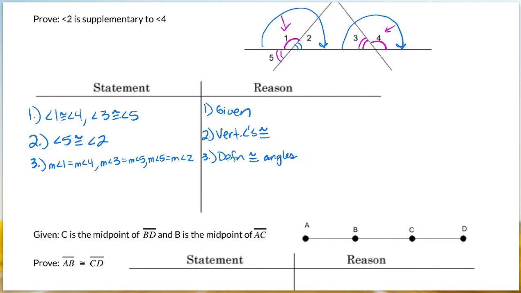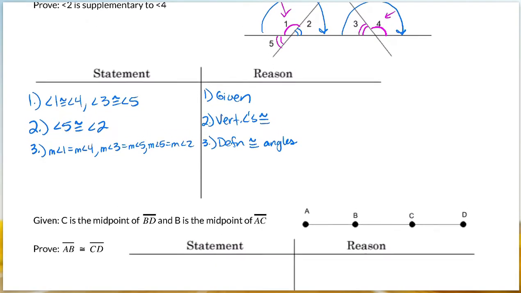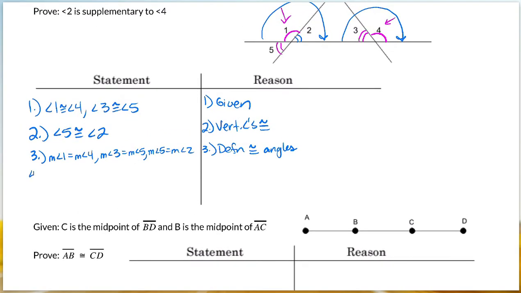Now let's get some equations going with 1 and 2 and 3 and 4, because they are a linear pair. They are supplementary. So for line 4, I'm going to say angle 1 is supplementary to angle 2, and I'm going to say that angle 3 is supplementary to angle 4. I'm putting these together because it's the same reason for why. This is the linear pair postulate.